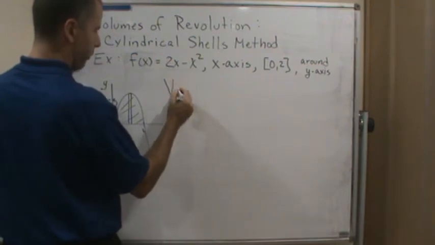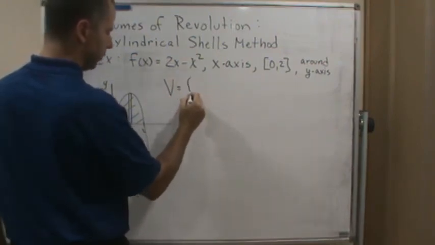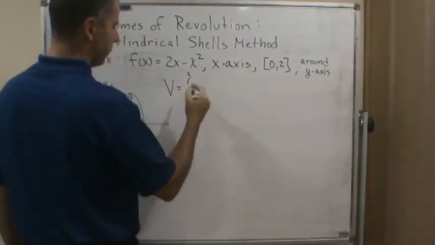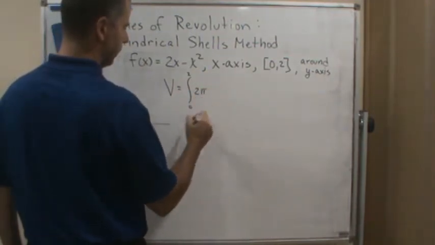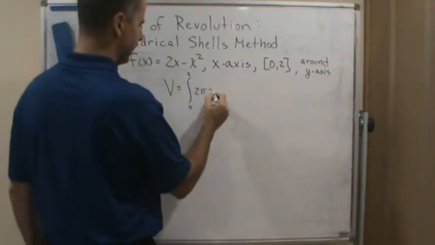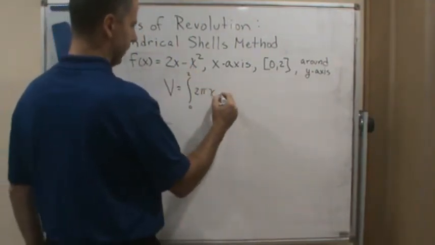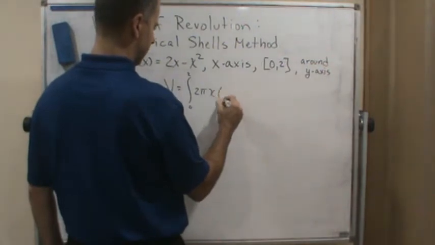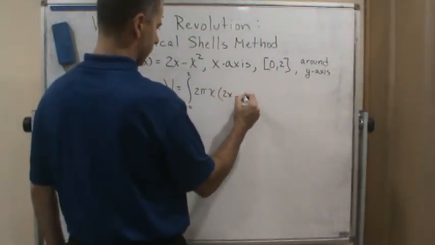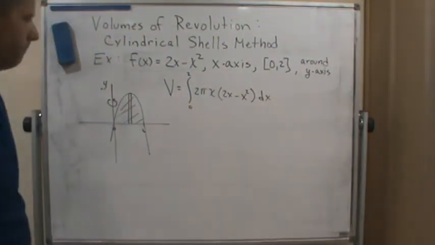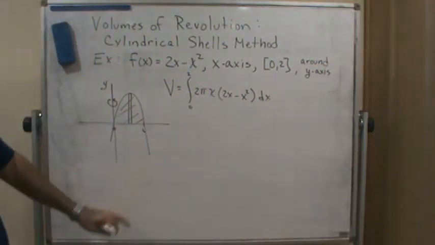So we're going to go volume equals the integral from 0 to 2. And it's going to be 2 pi, and then it's going to be x. So that's always going to be the same. And then f of x. Well, what's f of x? f of x is 2x minus x squared dx. Okay? So I've got the setup already done.